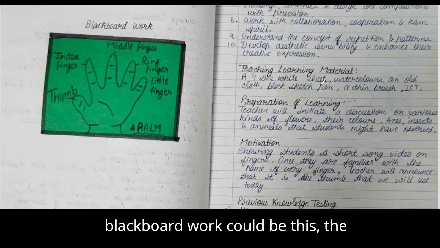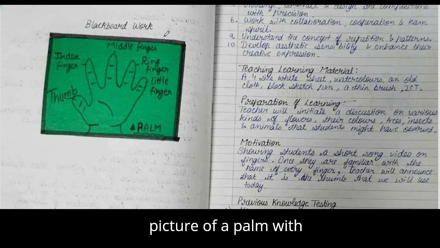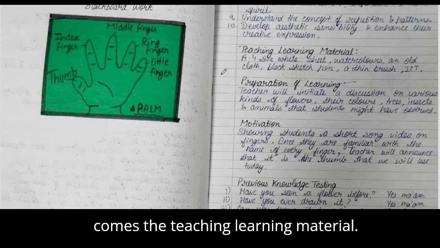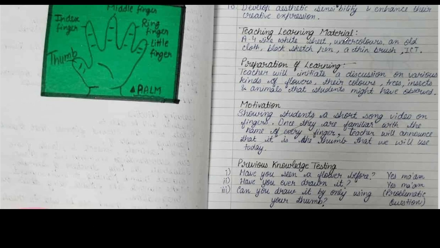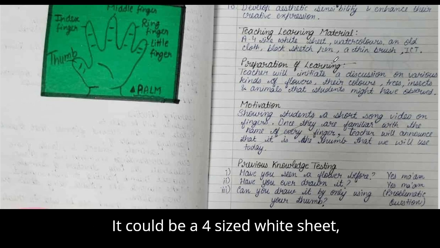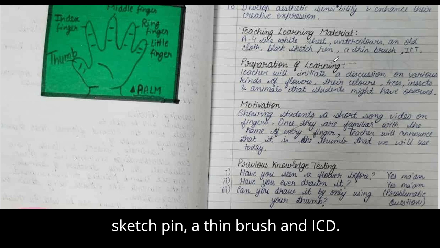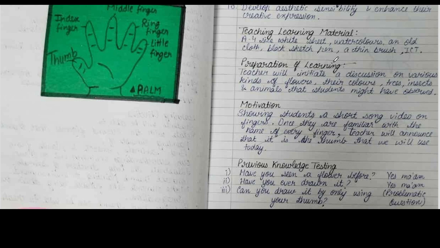Here, the blackboard work could be this, a picture of a palm with each finger named. Next comes the teaching learning material. It could be A4 size white sheet, watercolors, an old cloth, black sketch pen, a thin brush, and ICT.